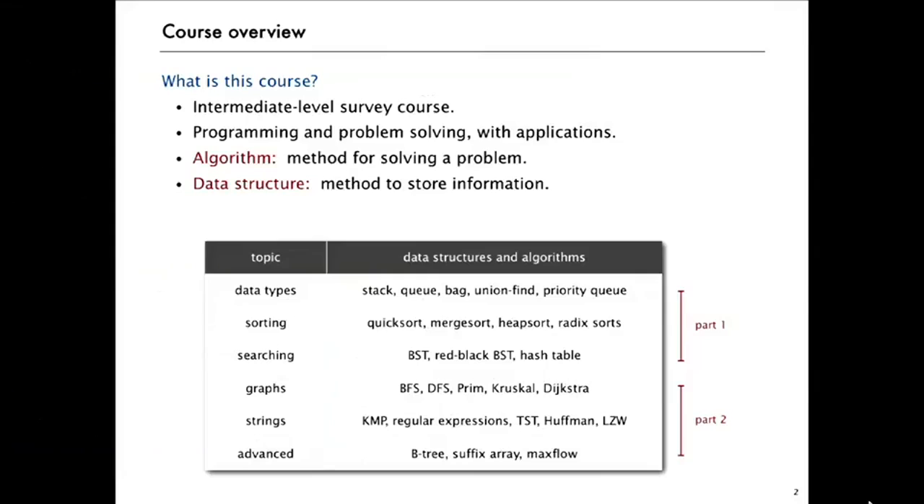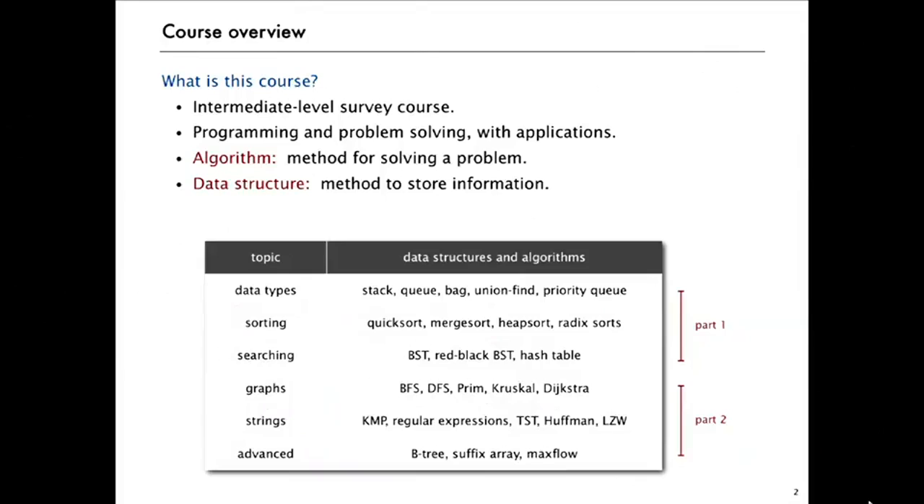These are the basic topics that we'll cover in Part 1 and Part 2 of the course. The first part is data types, sorting, and searching. We'll consider a number of data structures and algorithms that are basic to all the methods we consider, including stacks, queues, bags, and priority queues. Then we'll consider classic algorithms for sorting, putting things in order. That's quicksort, merge sort, heap sort, and radix sorts. And we'll consider classic methods for searching, including binary search trees, red-black binary search trees, and hash tables.